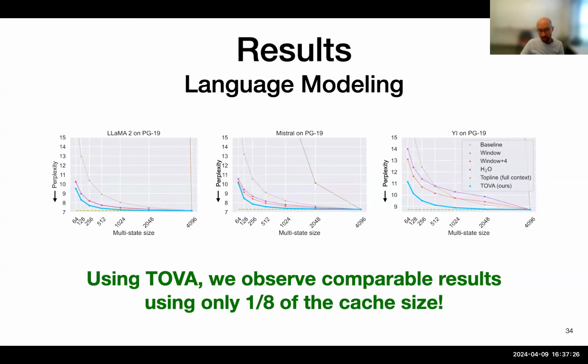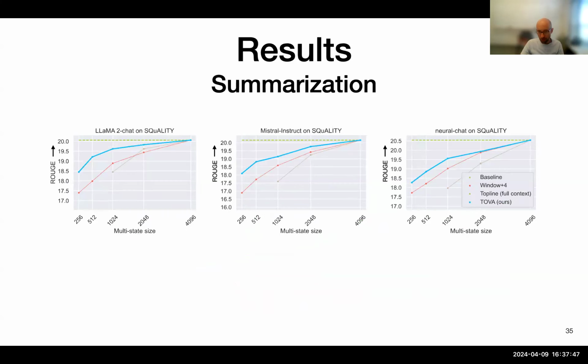Now, as you can notice, when we use TOVA, we get comparable results using only 1/8 of the cache size. If you look here at 512, we lose maybe less than 1.5 perplexity points with 512 compared to 4096 in all three cases. So these are the results for the language modeling.